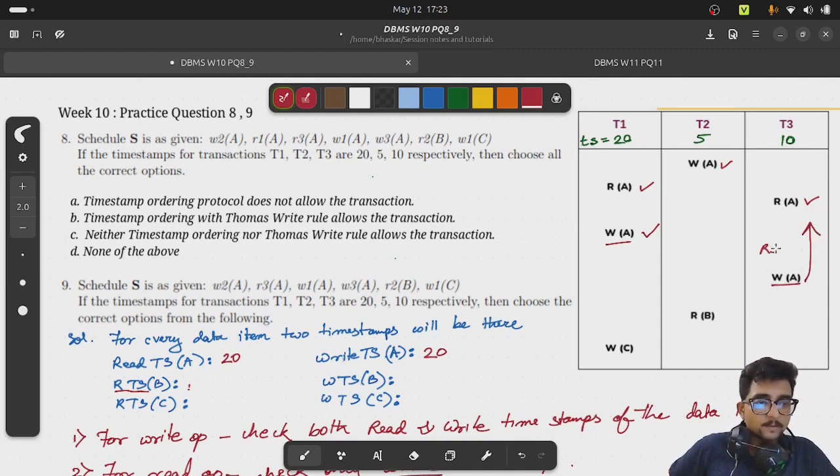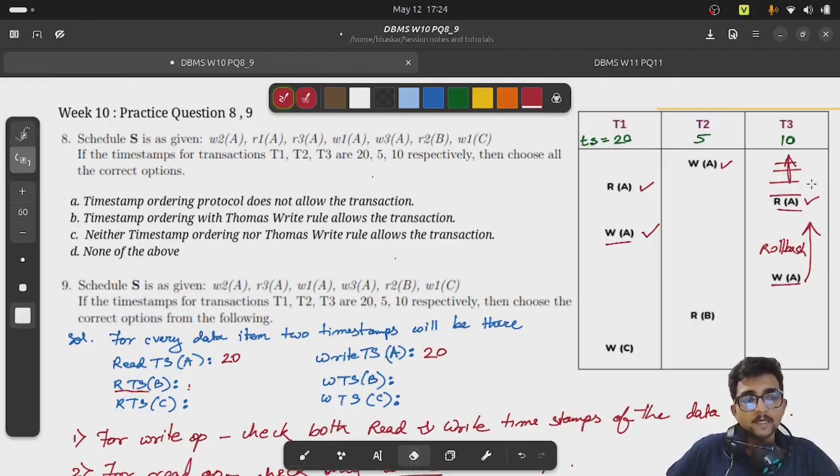It will cancel the transaction T3. All the instructions within transaction T3 will be cancelled, and it will be rolled back to the start, and then again it will start with a new timestamp value, and then it will be executed again. So that means that this schedule is not allowed by the timestamp ordering protocol, and therefore the timestamp ordering protocol does not allow this schedule.